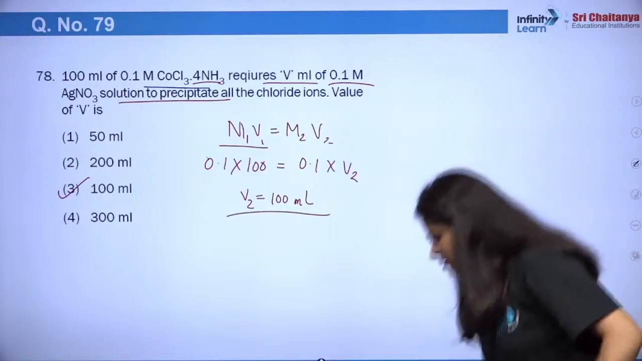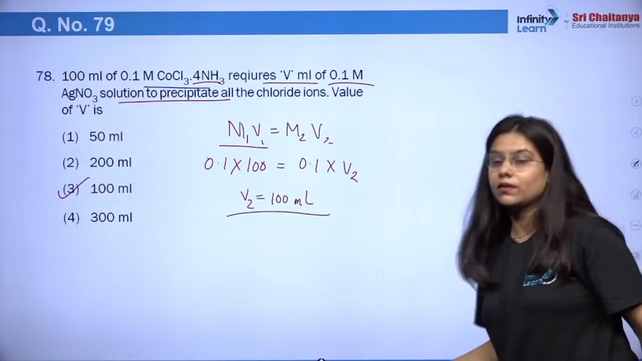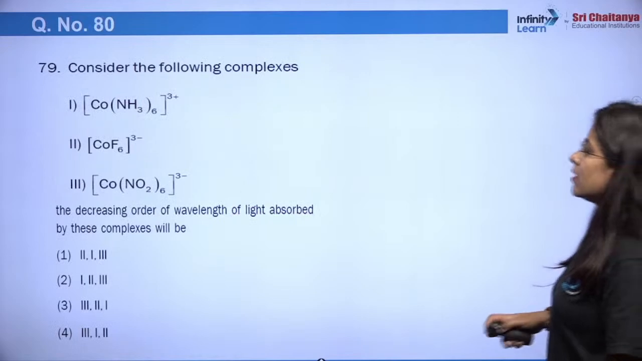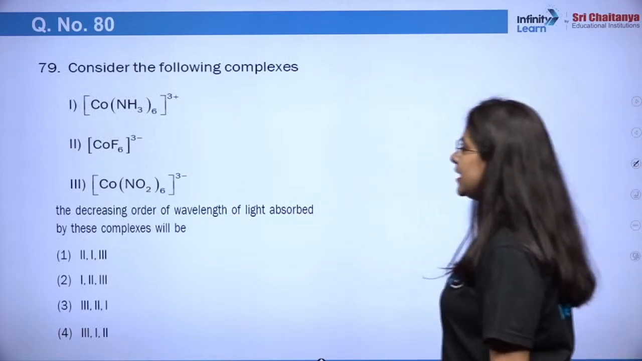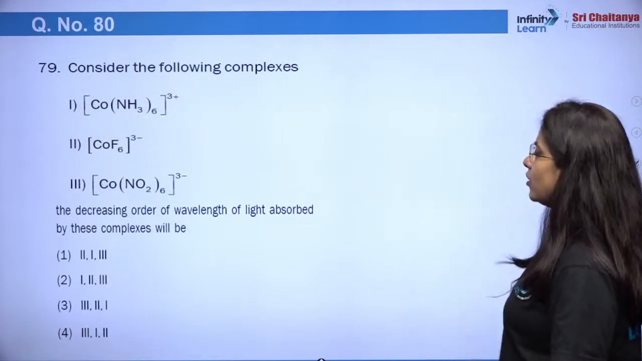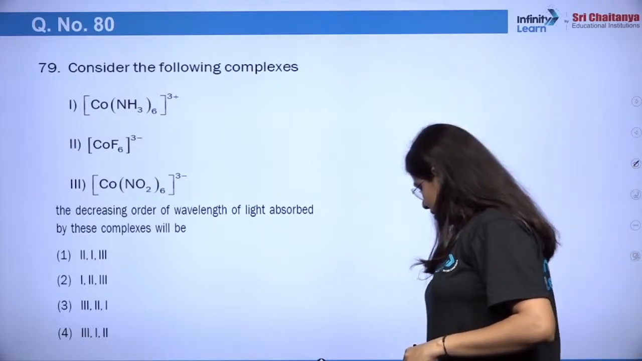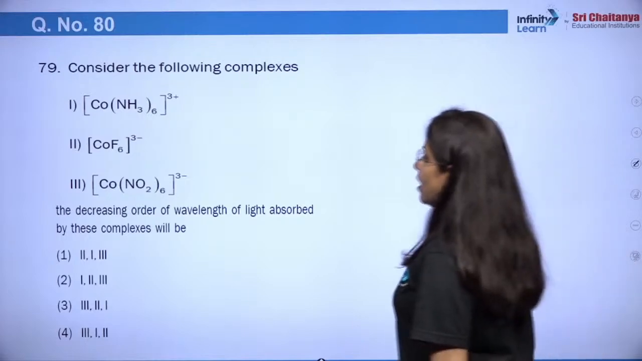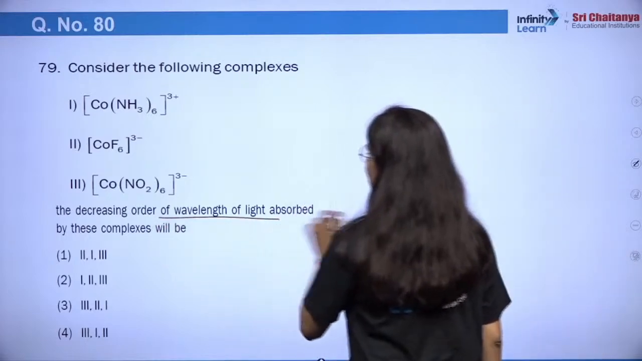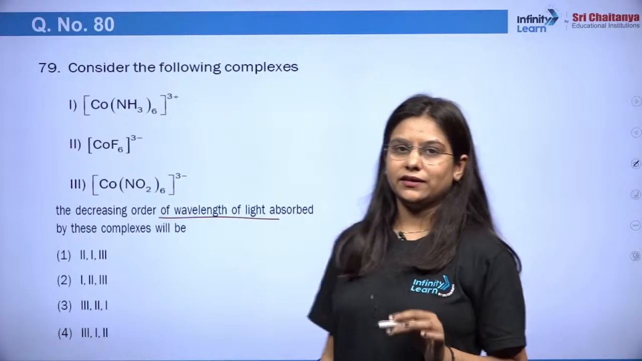Okay, next question 79. Consider the following complexes. The decreasing order of wavelength of the light absorbed will be. You can see these complexes. Now, we need to identify the order of their wavelength of light, right?